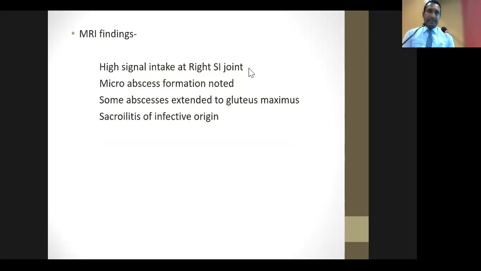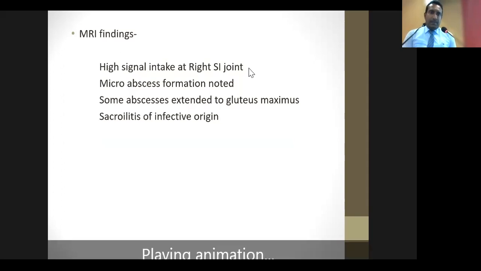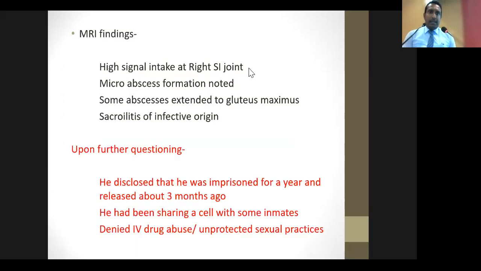So we went back in the history to ask him about whatever we had missed. Upon further questioning, he disclosed that he was in prison for a year and released about 3 months ago. He had been sharing a cell with some inmates and denied any IV drug abuse or unprotected sexual practices. But this alarmed us.